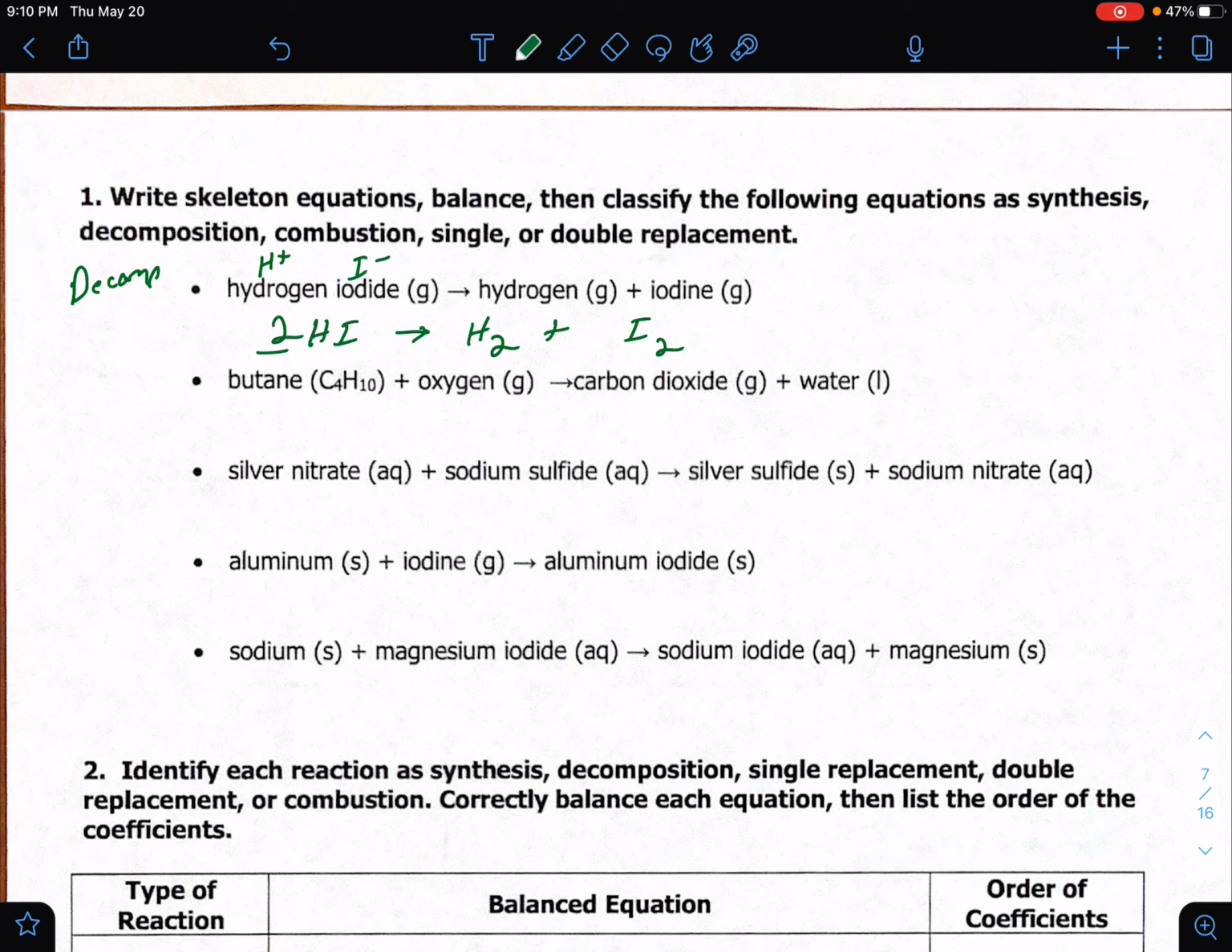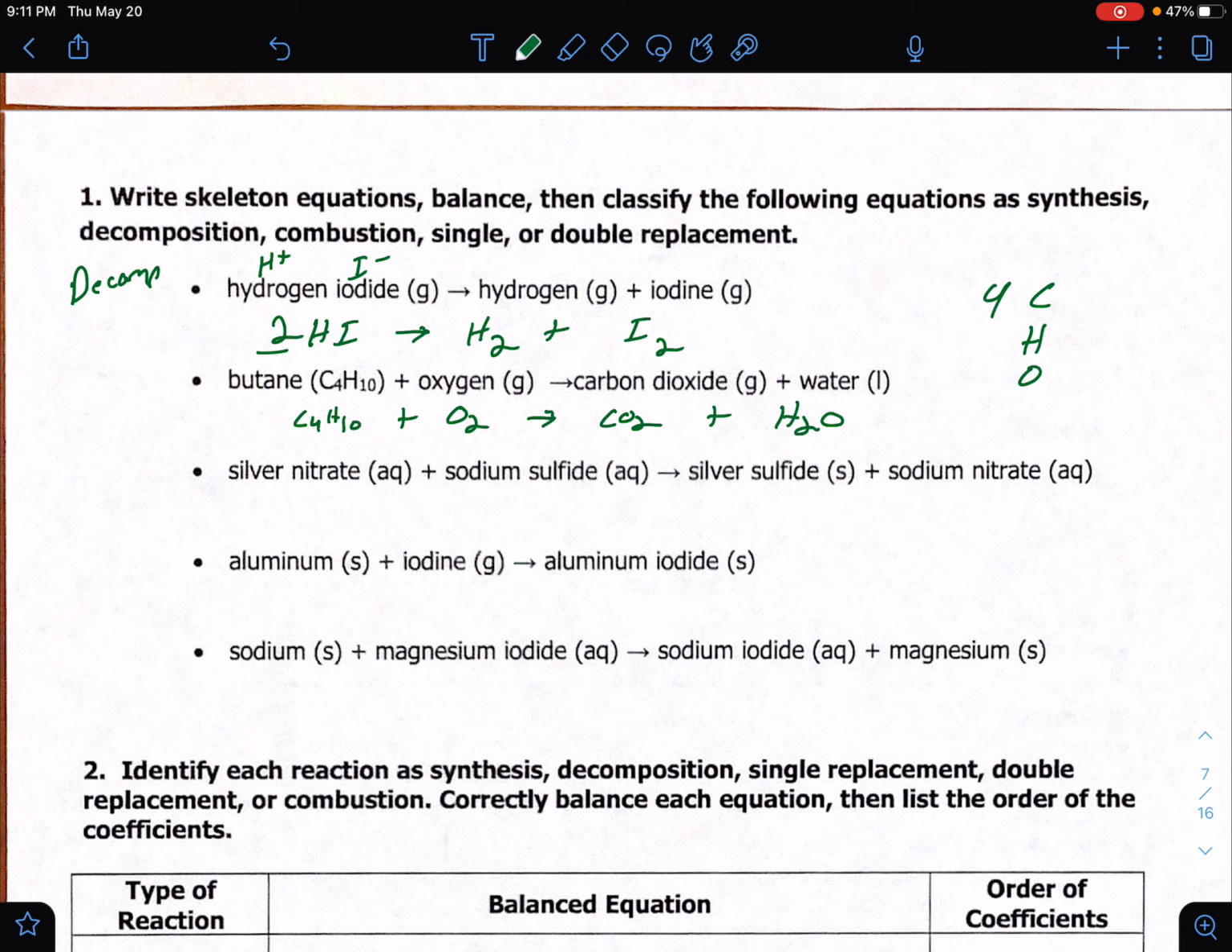Butane, C4H10, plus oxygen gas. Oxygen cannot be by itself, so this is O2. Gives me carbon dioxide, which is CO2, and then water is H2O. Okay, so if you want to start off with it, you can balance this way. I'm going to do CHO. You do not have to do this. Sometimes this helps on combustion though.